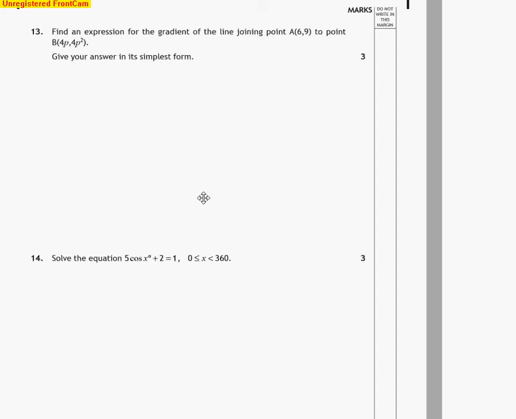Okay, on to question 13. So let's find an expression for the gradient of the line joining point A to point B. So standard, if you were to think about it, we've got a line, point A and point B. Usually we're given coordinates, but for a bit of fun, we've been given algebra instead. But that shouldn't deter us. Everyone's quite comfortable if this was 10 and 13, we don't know what to do.